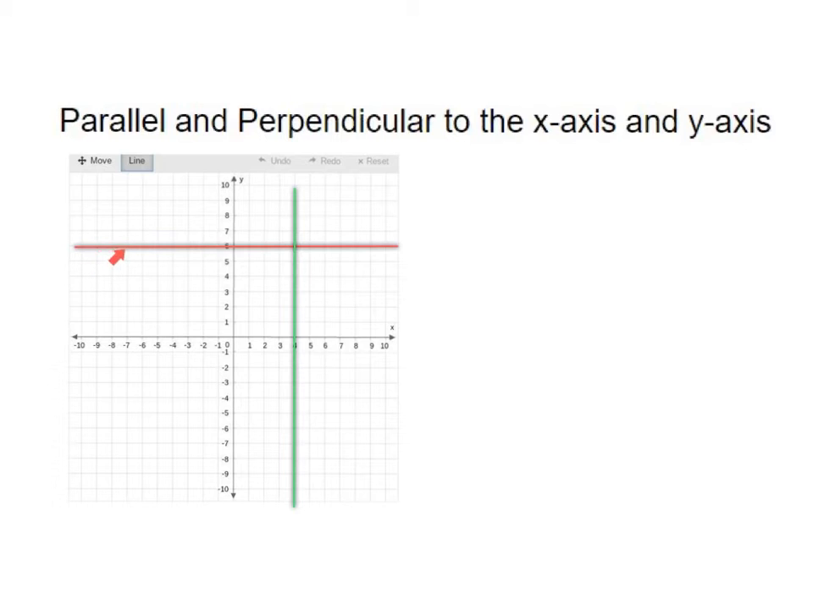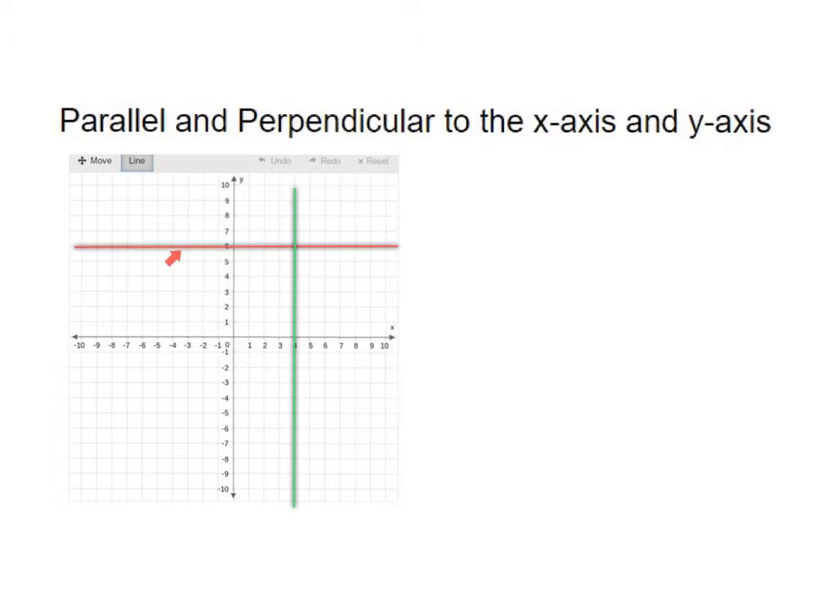So you see here this red line. This would be an equation that is parallel to the x-axis. Okay, this line is then perpendicular to the y-axis. All right, so again, the red line is parallel to the x-axis and it is perpendicular to the y-axis. And then the green line, it is perpendicular to the x-axis, but it is parallel to the y-axis. So that's going to help us determine the equation.